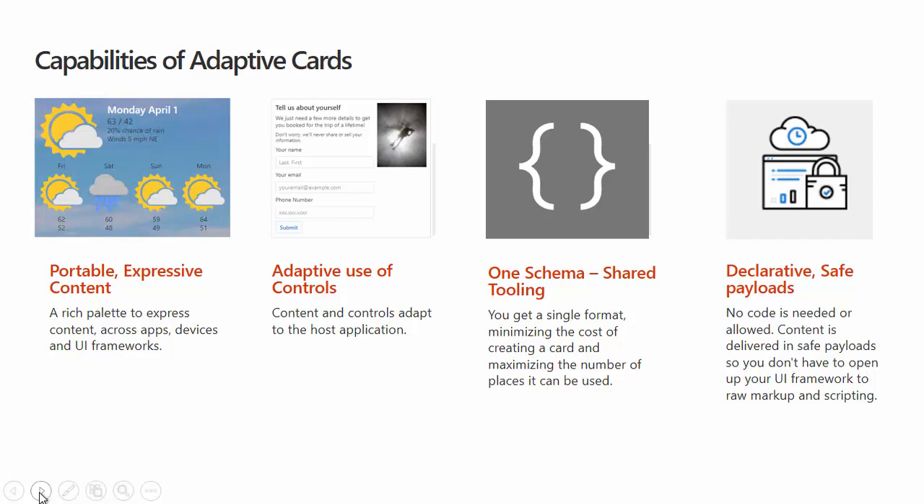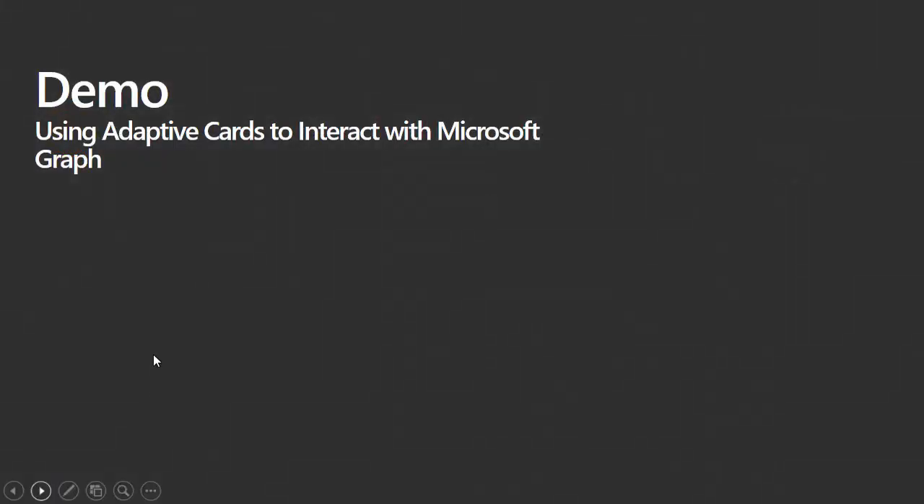But one of the key benefits for most application hosts is that a developer is not providing code or rendering commands. I'm not providing any insecure data. It is simply a declarative set of data, and the host UI Fabric can then render as it sees fit to match its look and feel. So let's go through and we'll talk about some adaptive card stuff that we can do in our application using the Microsoft Graph.